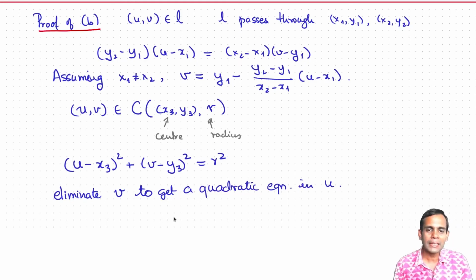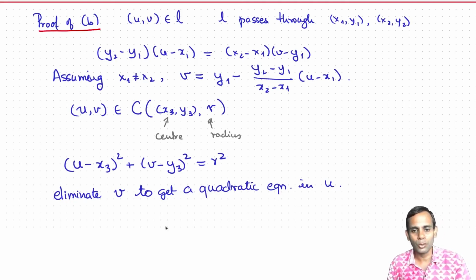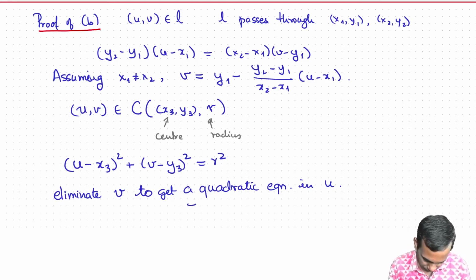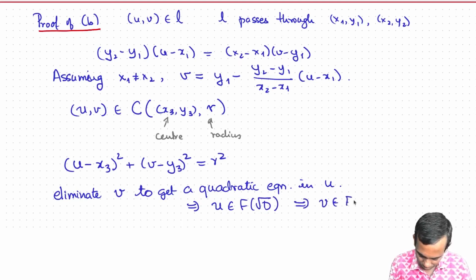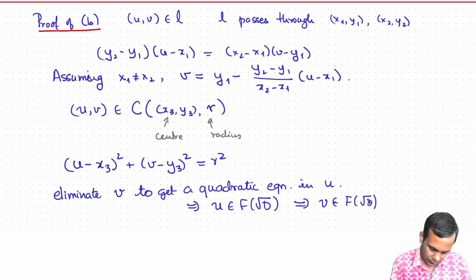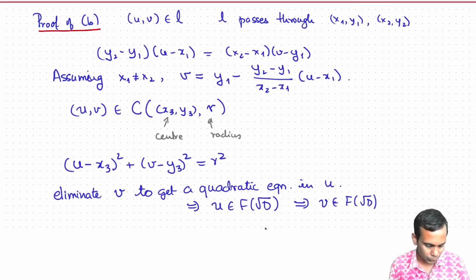And so as we've seen, whenever you have a quadratic equation, its solutions lie in the extension of the field in which the coefficients lie by the square root of the discriminant. So u belongs to F adjoin square root D, where D is already in F. And this implies that also v belongs to F(square root D), because v can be written in terms of u by this equation here. So u and v both lie in F(square root D).